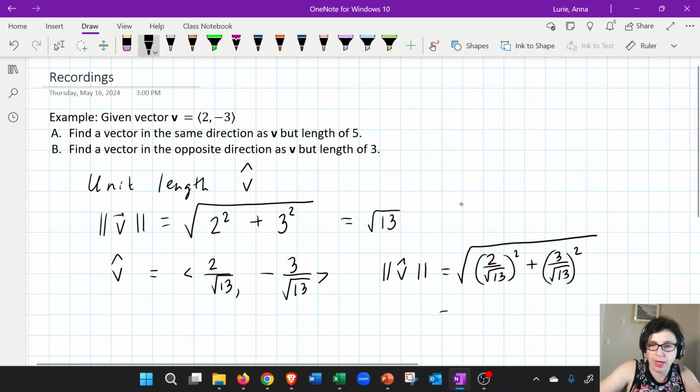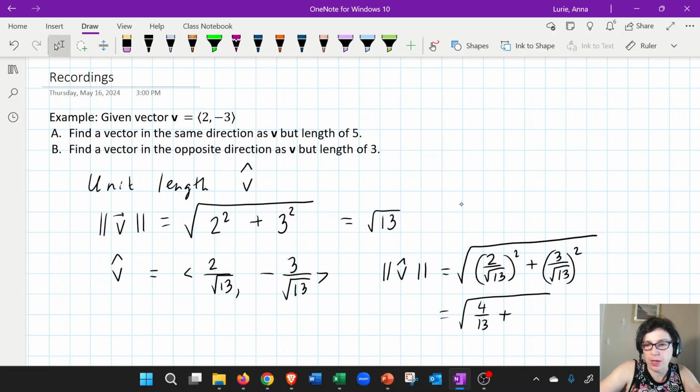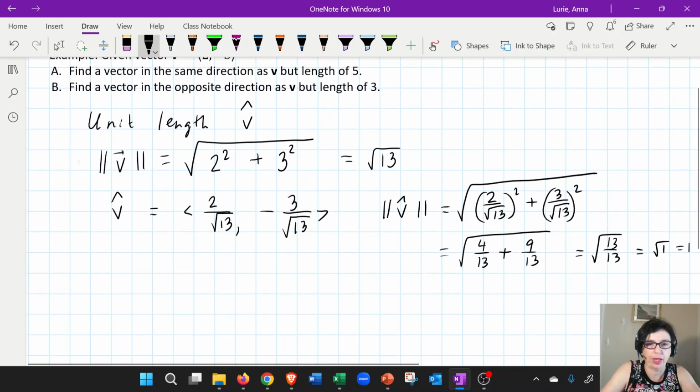So what would that give me? You can see that this is going to be 4 over 13 plus 9 over 13. But that is just 13 over 13. And so that's the square root of 1, which, of course, is equal to 1. I'm not going to always check it, but just so you believe me that that's what happens.